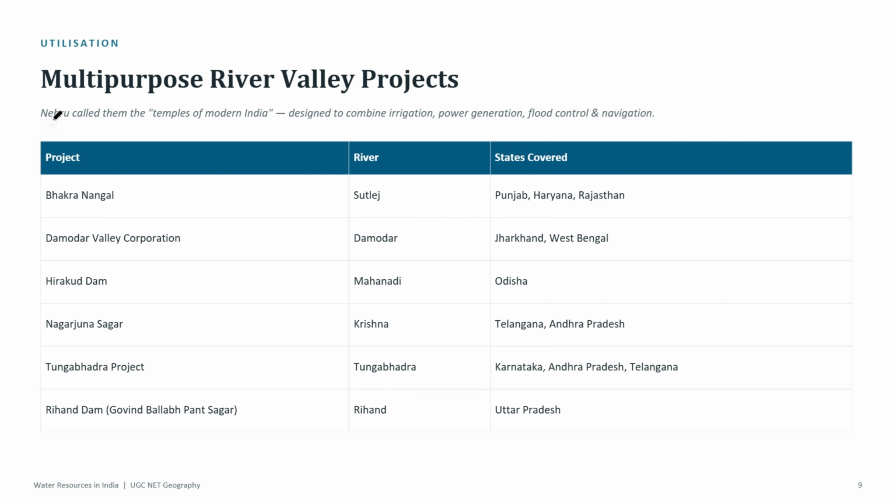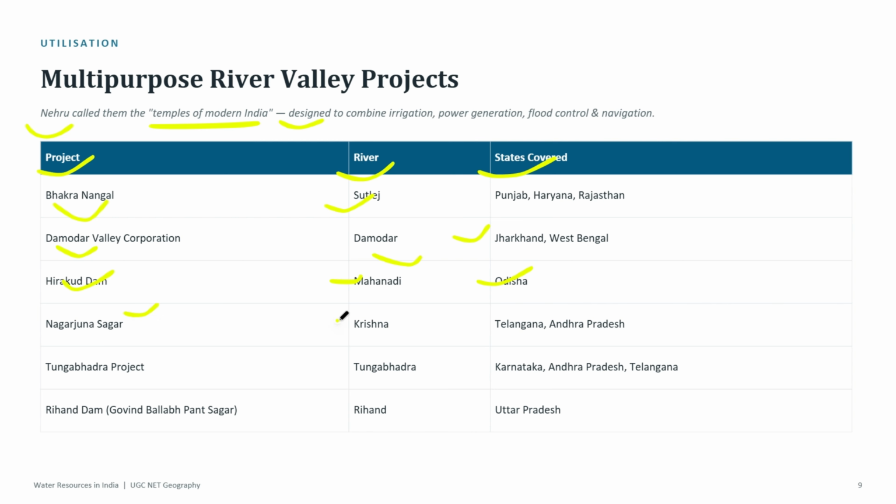Multipurpose river valley projects. Nehru called them the temples of modern India, designed to combine irrigation, power generation, flood control and navigation. Okay, project: Bhakra Nangal project, river Sutlej, states covered Punjab, Haryana and Rajasthan. Damodar Valley Corporation, river Damodar, with states covered Jharkhand and West Bengal. Hirakud Dam on the Mahanadi, state covered Orissa.